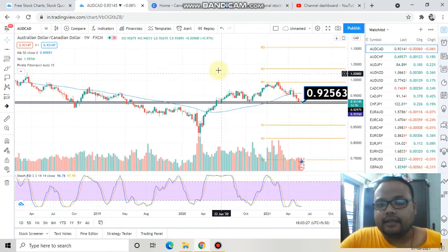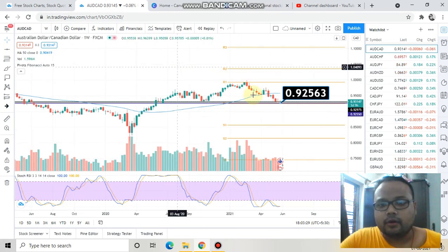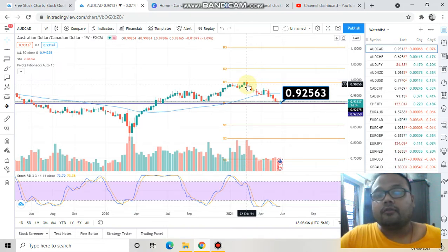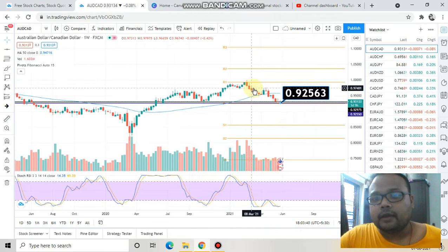This is the weekly time frame of AUDCAD, and you can see that AUDCAD is in a downtrend from 22nd Feb, or from the third week of Feb. The market is coming down. Therefore the market is heavily oversold right now.